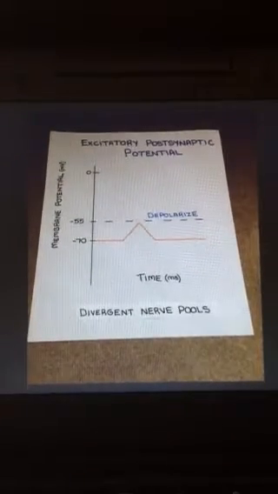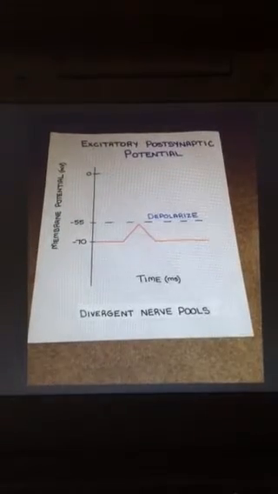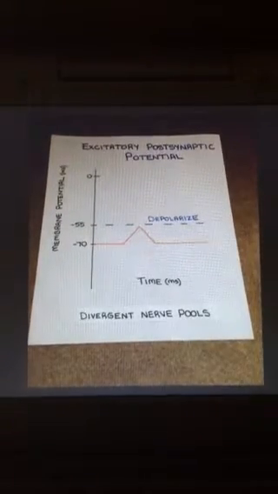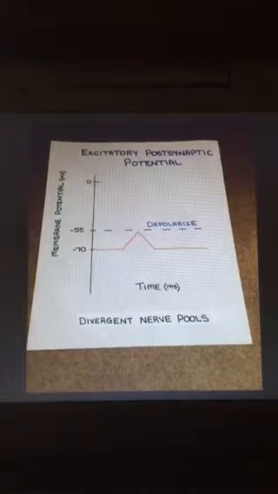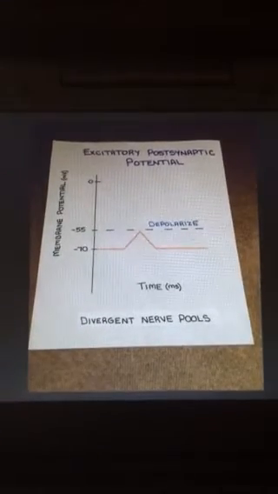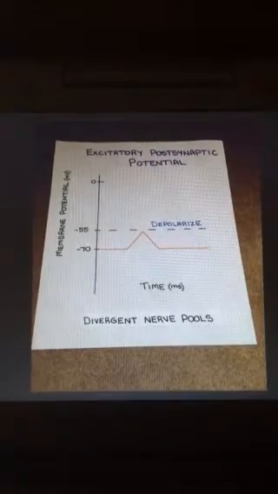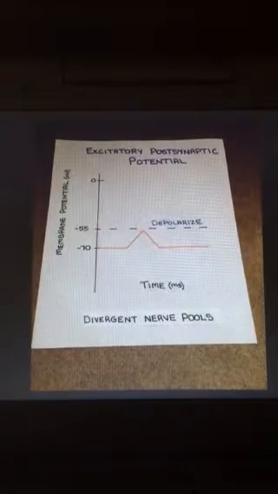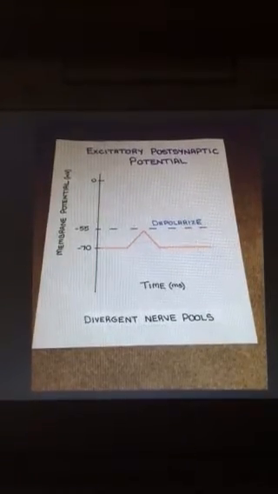In an excitatory postsynaptic potential, excitatory neurotransmitters depolarize the postsynaptic neuron by making the inside of it more positive and bringing it closer to an action potential, making it more likely to continue the message on to the next neuron. This creates divergent nerve pools.